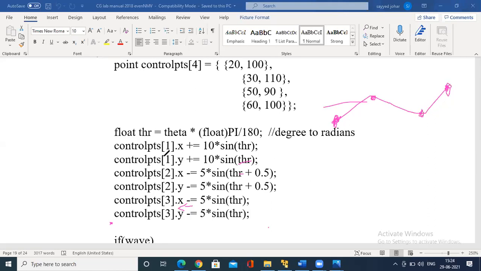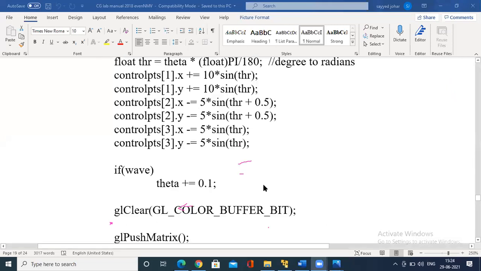Now with respect to the angle of the control points, control point 0, 1, 2, 3. For this one, we will increment control point x by 10 sin theta r. This control point is going to decrement, again this is going to increment, and again this has been decremented. This is as per the specification; you can vary it. It is only to provide the fluttering effect while doing the translation.